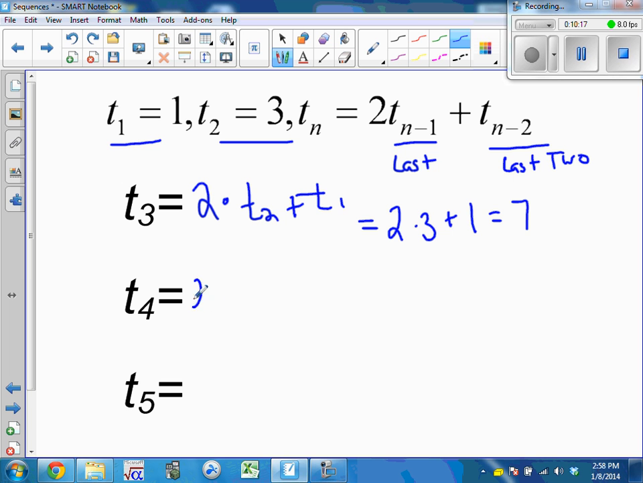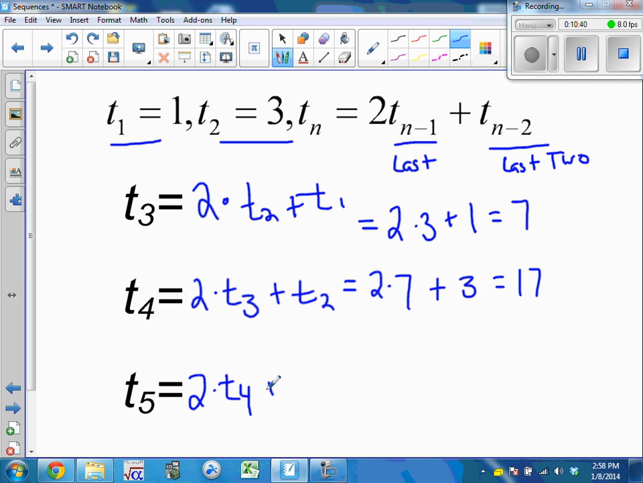My fourth term would be 2 times t sub 3 plus t sub 2. Notice I'm using the last two terms. So this is 2 times t sub 3, which was 7, plus my second term, which was 3. That's 17. And my fifth term is 2 times t sub 4 plus t sub 3, which is 2 times 17 plus 7. 2 times 17 is 34, plus 7 is 41.